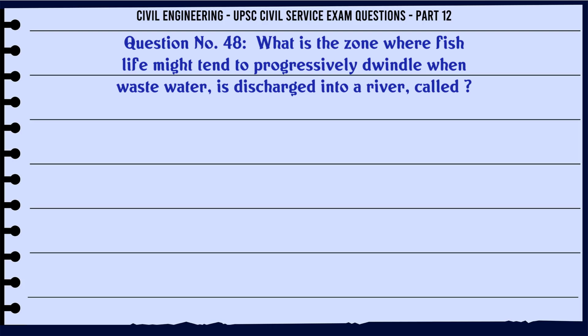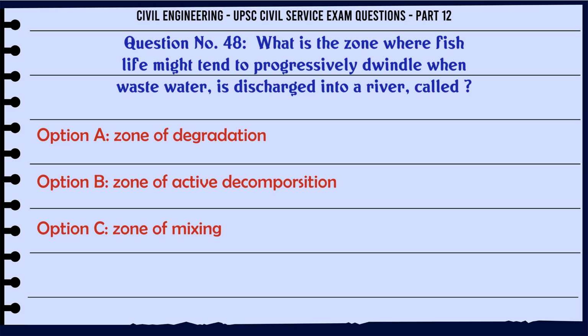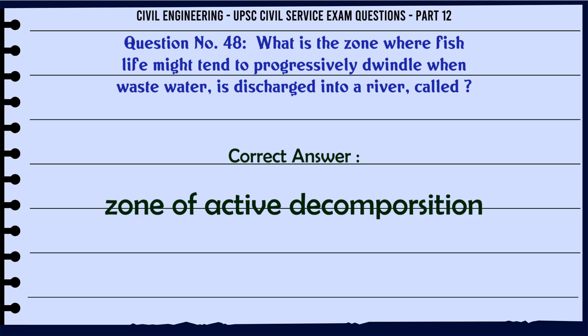What is the zone where fish life might tend to progressively dwindle when wastewater is discharged into a river called? A, zone of degradation; B, zone of active decomposition; C, zone of mixing; D, zone of recovery. The correct answer is zone of active decomposition.